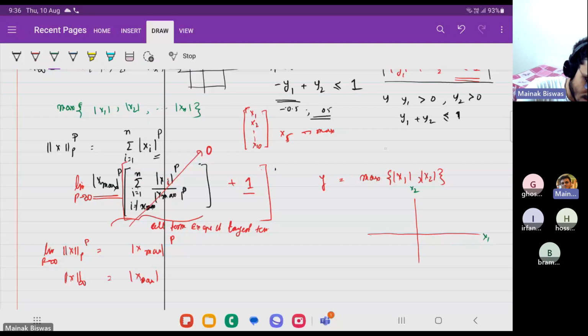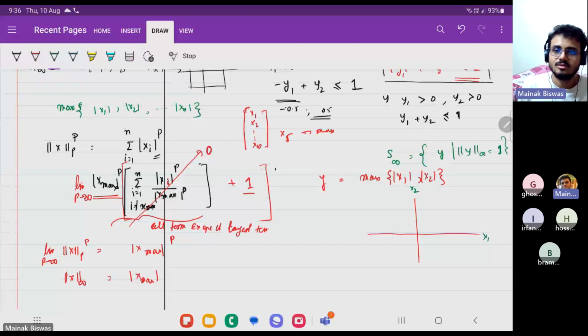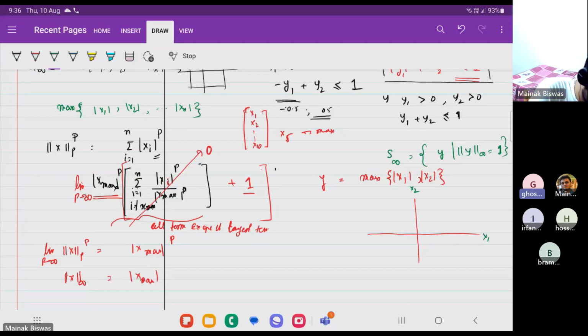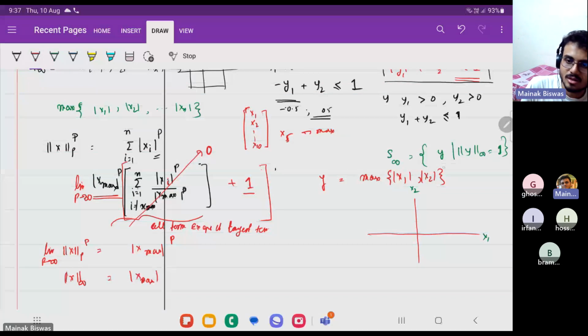So let's say a norm ball S infinity, where the infinity norm of y equals 1, we are going to keep all the y's where the norm of y infinity is equal to 1. What does it mean? The maximum component in this case will be 1, right? So I am saying the maximum of these two will be 1, or not? Did you understand the maximum will be 1?